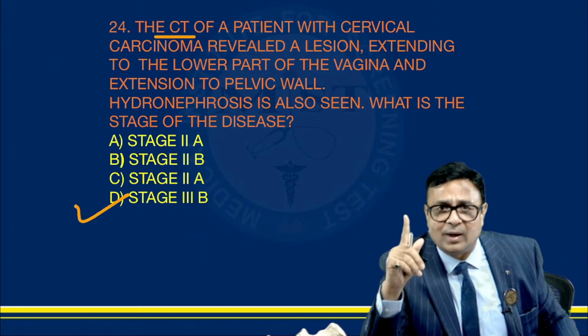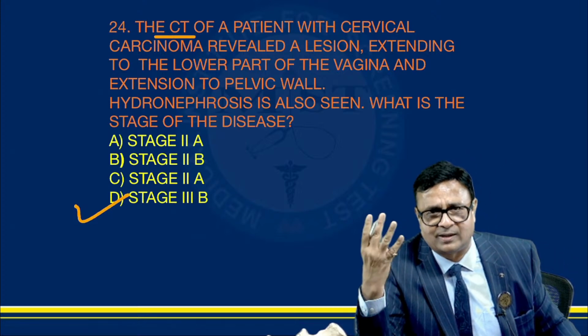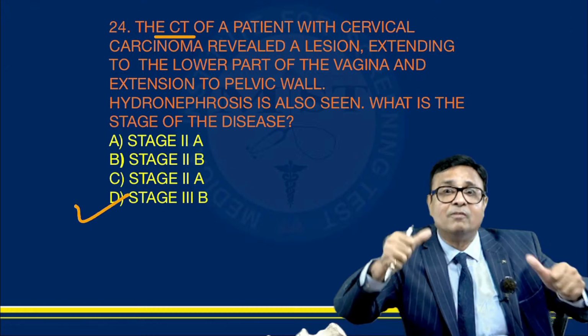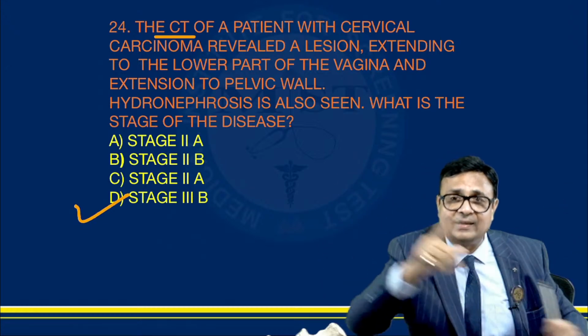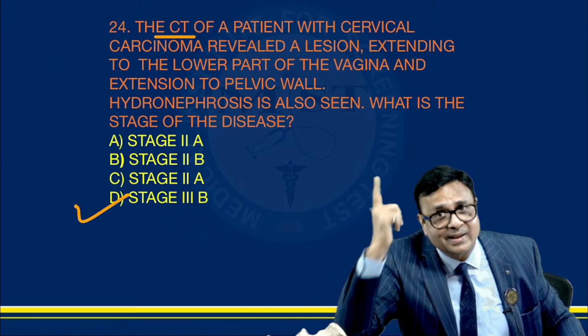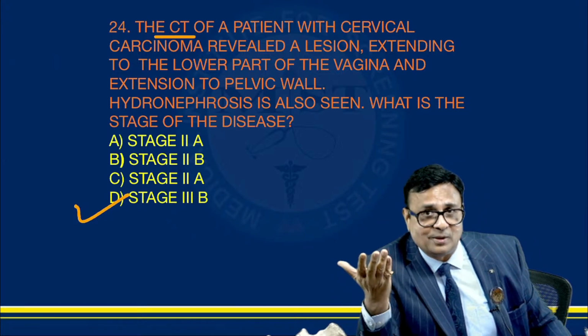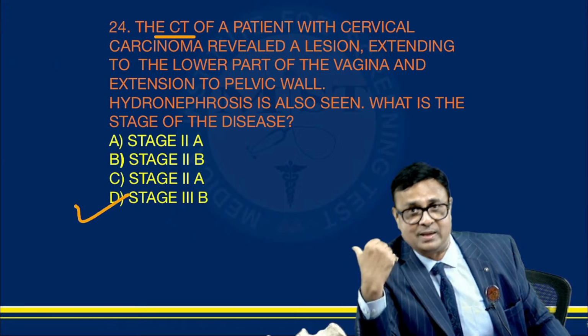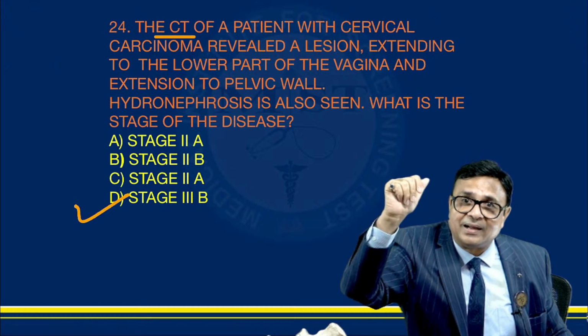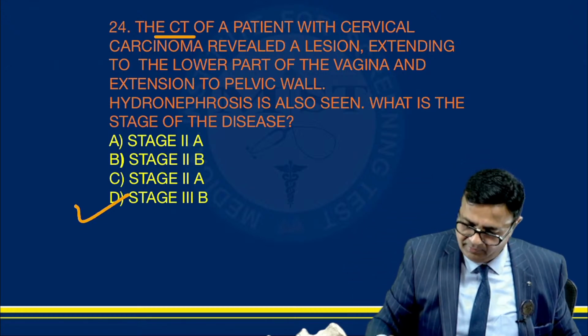So if inguinal lymphadenopathy develops in cervical cancer, what is the stage? 4B. Ascites in endometrial cancer, 3A. Inguinal lymphadenopathy in endometrial cancer, 4B. Vagina involved in endometrial cancer, 3B.